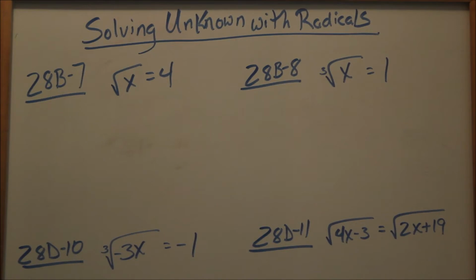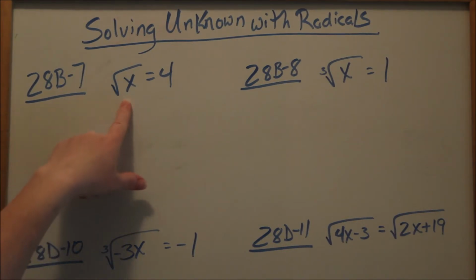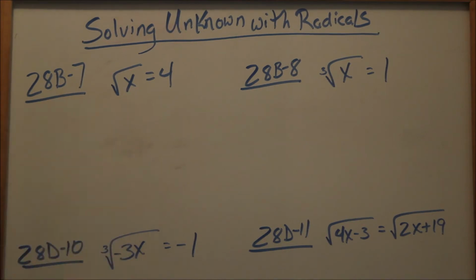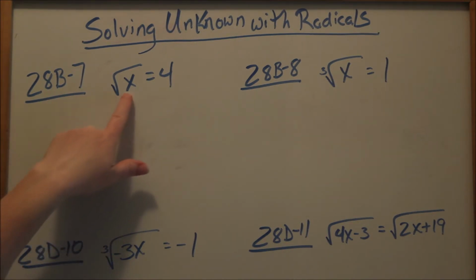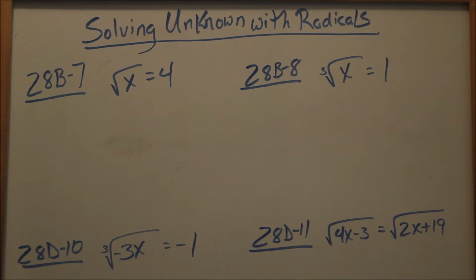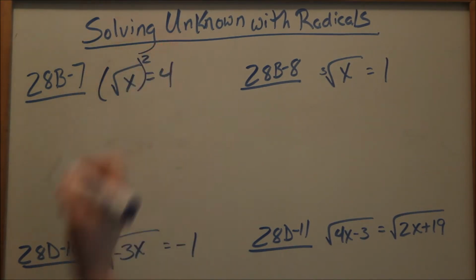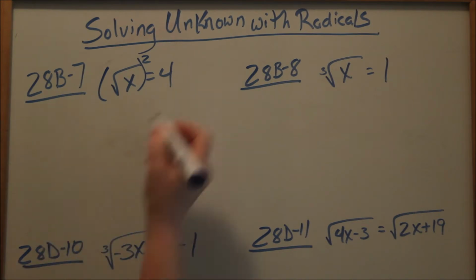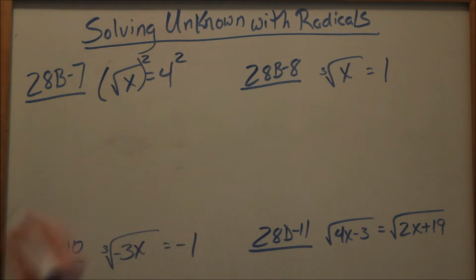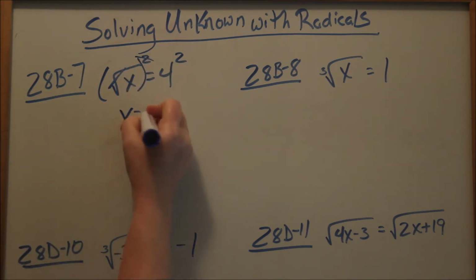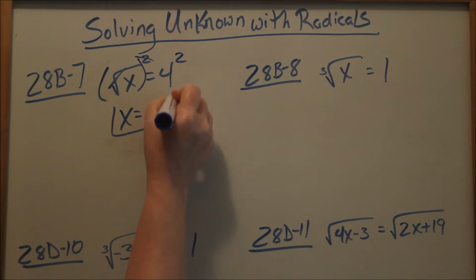Alright, now we're going to be solving for an unknown with radicals. So if you look at 28b7, we have the square root of x equals 4. Well, to solve for x, we need to get x all by itself, which means we need to get rid of the radical, square root. What is the opposite of square root? Squaring. So in math, you just have to do the opposite. The opposite of square root is squaring, so whatever you do to one side, you have to do to the other side. Here, square root and square cancel each other out, and so you have x equals 16.